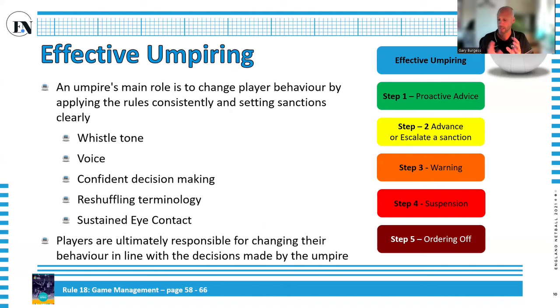But while we're here, let's talk about effective umpiring. As I've mentioned, the main role of an umpire is to change player behavior. And the best way to do that is to apply the rules consistently and set your sanctions clearly. Insisting that a player stands beside and away from their infringed opponent is a real clear indication of compliance by that player that's been penalised, and also you asserting your authority as the umpire. The minute you get loose on that, everything else laxes up as well. So set strong penalties, use strong hand signals, a big voice.